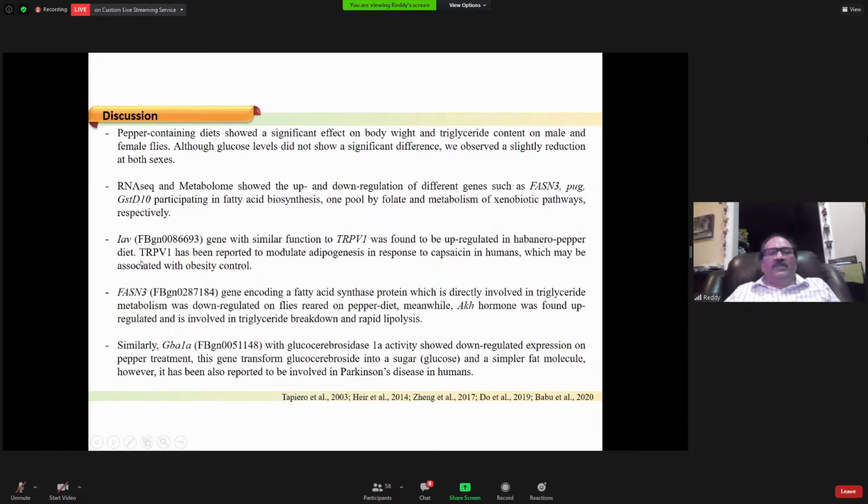So some of these genes have homologs in the human, so we can understand what they really are and how important they are, especially this particular gene, TRPV1, that helps us to sense pungency. That also modulates adipogenesis, so it reduces body weight, obesity control. So this gene is there in the flies also. All these genes are very important because they have homologs in humans. We can understand how these genes function in the fly much faster and better than working with humans directly.